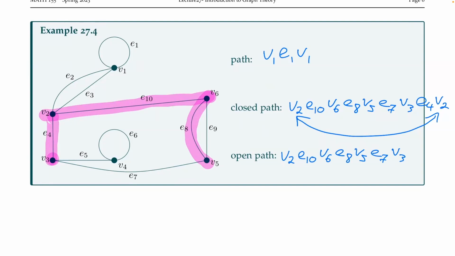We can also have open paths or closed paths. That was an example of an open path. If I was to follow V5 along E7, back to V3, I have a closed path. A closed path is one where the start and the end nodes are the same.